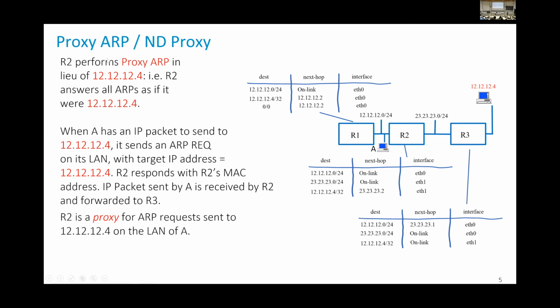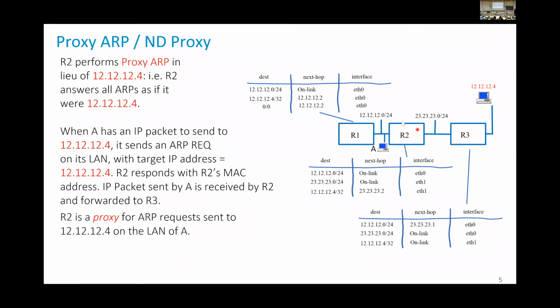Proxy is whenever you do something locally in a machine instead of the ultimate destination. So R2 will do a proxy for all the ARP requests. A will say, who has this IP address? R2 says, me, it's me. Send it to me. Here is my MAC address. It looks like a man-in-the-middle attack. In fact, this is exactly what you do when you do a man-in-the-middle attack. But here you can do it for a good purpose, which is to get the packet.